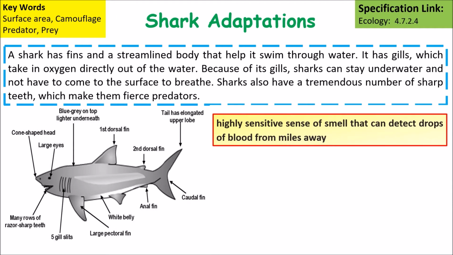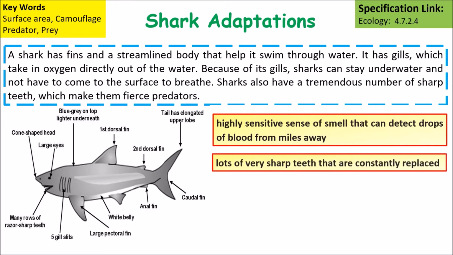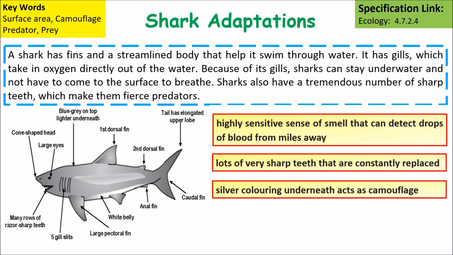It's highly sensitive smell so it can detect even a small drop of blood from miles away. It's got lots of sharp teeth that can be constantly replaced. Silver in colour underneath, so if a fish looks up, that acts as camouflage because it just looks like the surface of the water.